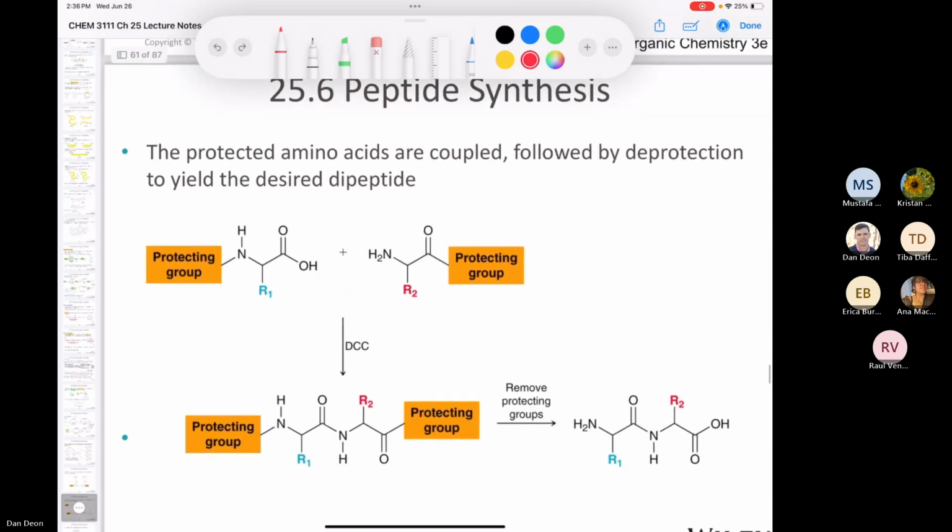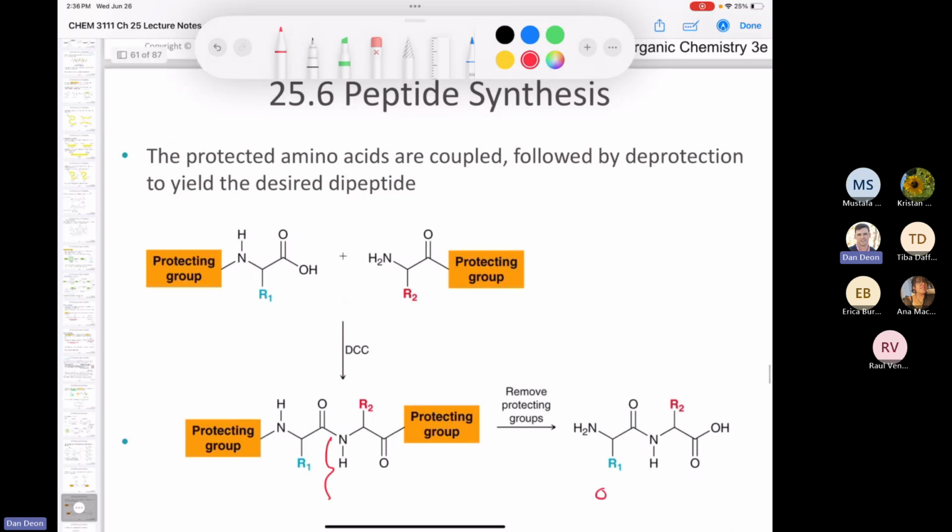So if you could have those two groups protected, then you could selectively react the two groups that you want, make the peptide bond that you want, and then just remove the protecting groups, and there you go, you're done. So it takes a little more chemistry, but you only end up with 1 product instead of 4. So that sounds pretty darn great to me. I don't mind doing a little extra work if I can limit the number of side products that I get.